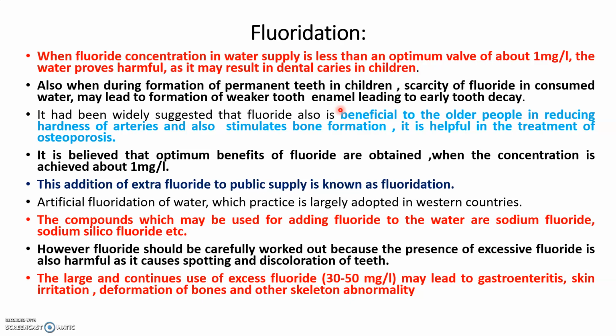This is a major problem in children itself. Due to reduced hardness, the bone formation is not done properly, especially in older age people. So that is also one of the major reasons. The optimum dosage of fluoride concentration should be nearly 1 mg per liter. When you add fluoride to the water, especially for public supply, we call it fluoridation, and it's an artificial way of adding fluorides to the water. Especially in western countries, there are many places where the fluoride content is less, so there they add fluoride to the water.